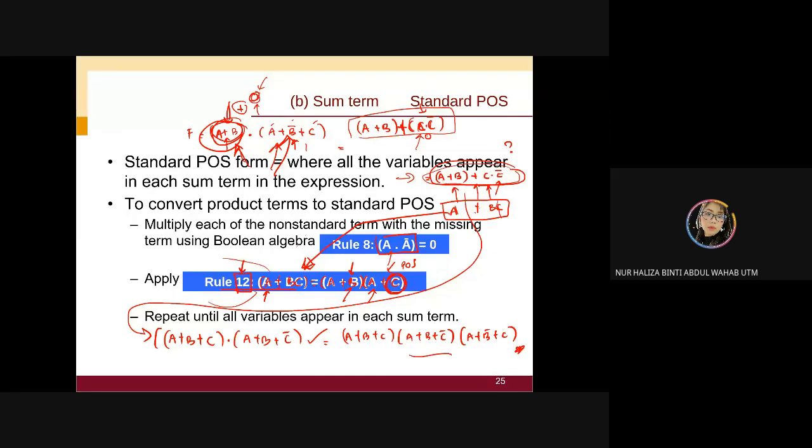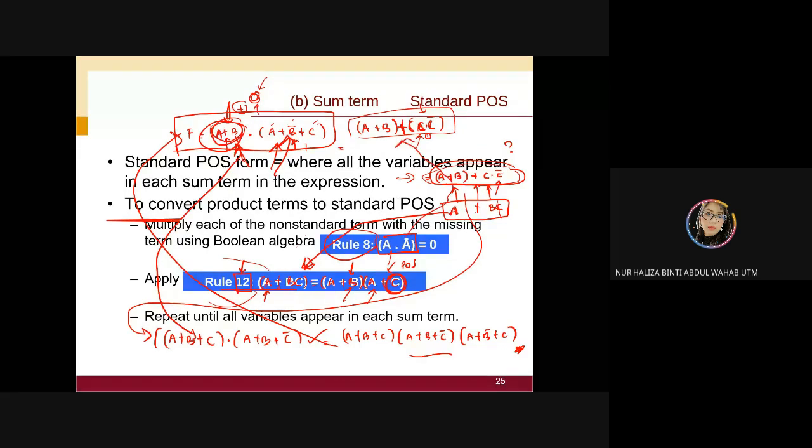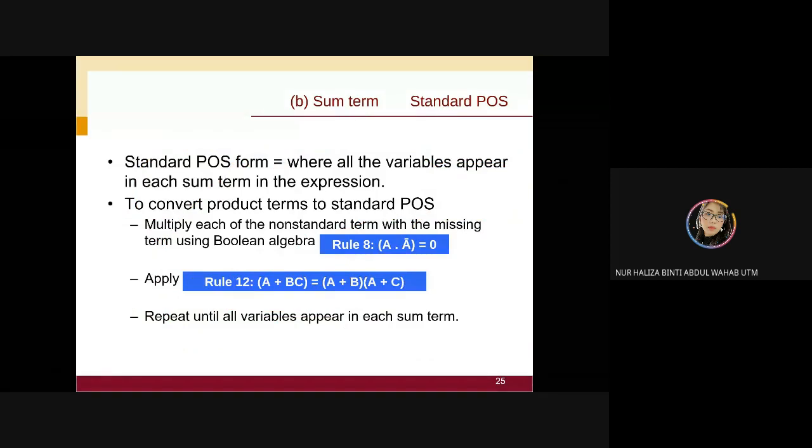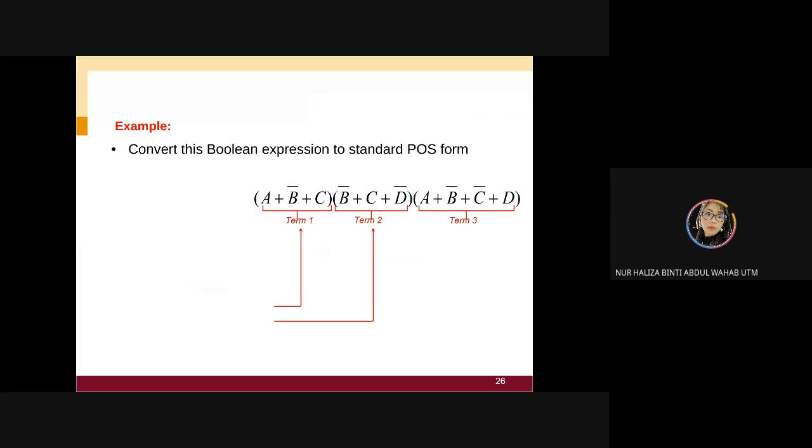So this is the standard form for this Boolean expression. I use rule number 8 and then I apply rule number 12. So I apply rules number 8 and 12. So let's take a look at the example.